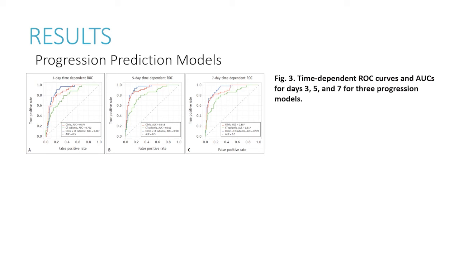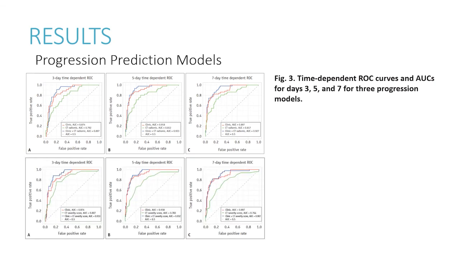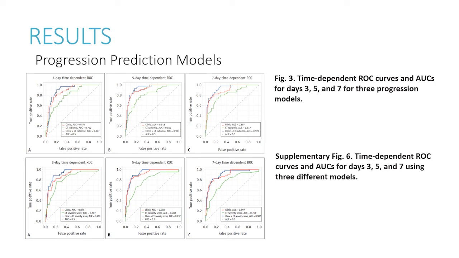0.897, 0.933 and 0.927 for predicting progression risk at 3, 5, and 7 days, respectively. The results obtained with the visual CT severity score are shown in Supplementary Figure 6. We can see the progression prediction model based on the combination of chest CT and the clinical variables performs better.